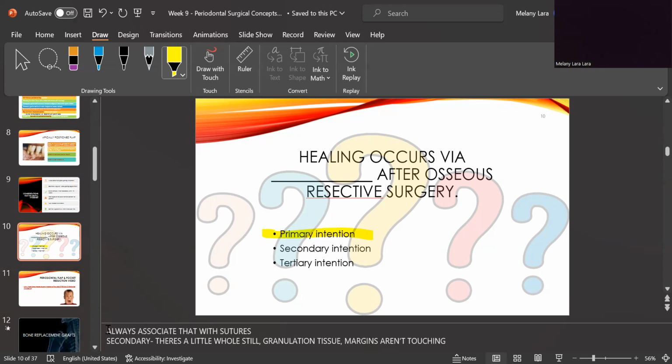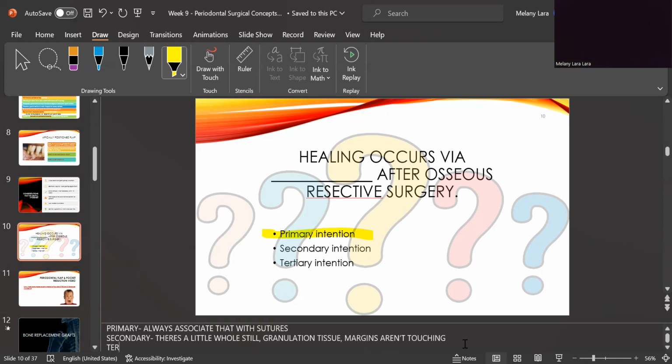Tertiary, that's the one you guys have thought about. Exactly. That's the one where the wound is infected, so they like to leave it open for an unforeseen amount of time until it can heal, letting the wound breathe, and then they close it up at a later date. Okay, so really the only ones you guys technically have to worry about are primary and secondary. Okay.